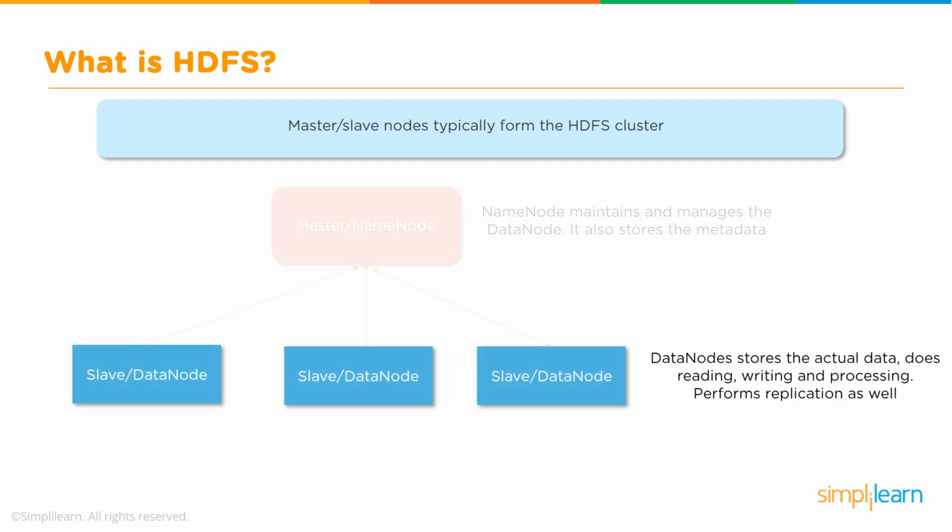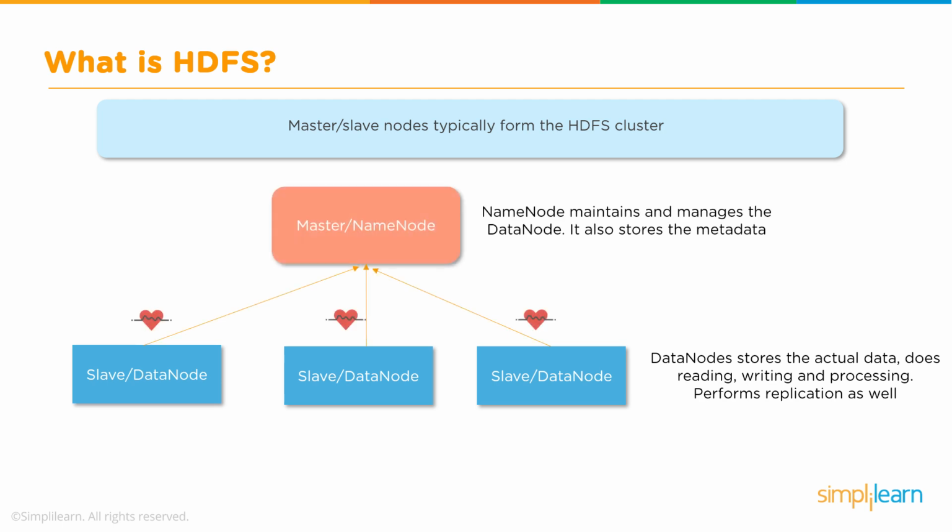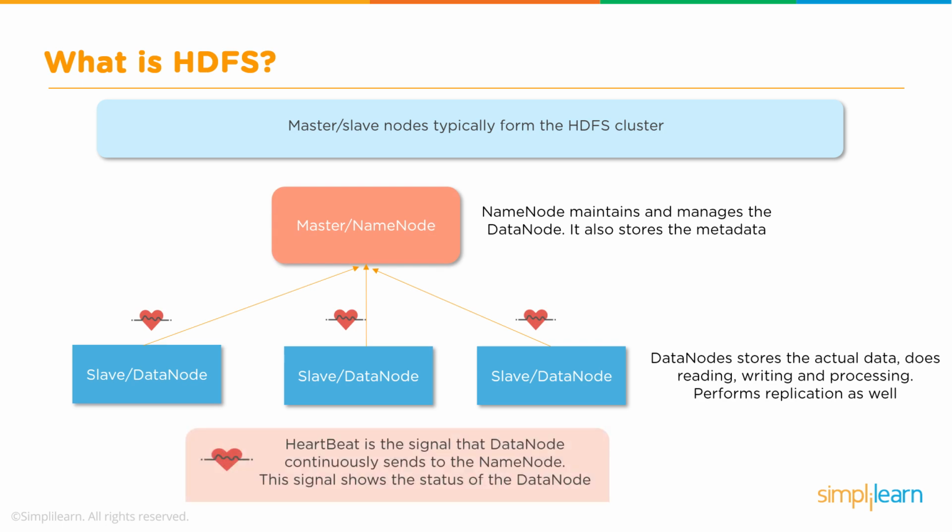Data nodes store the actual data. They do the reading, the writing, and processing. They perform replication as well, so there's replication of the data across the system. And finally, we need something to tie them all together so they're all connected. Well, we have this nice picture of the heartbeats. A heartbeat is the signal that a data node continuously sends to the name node. This signal shows the status of the data node.